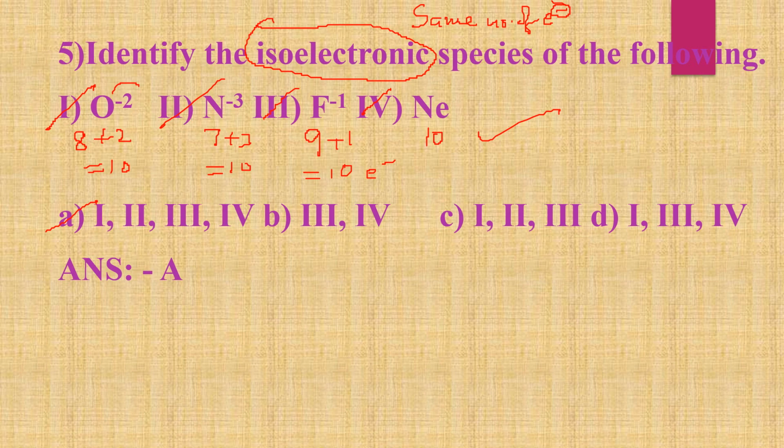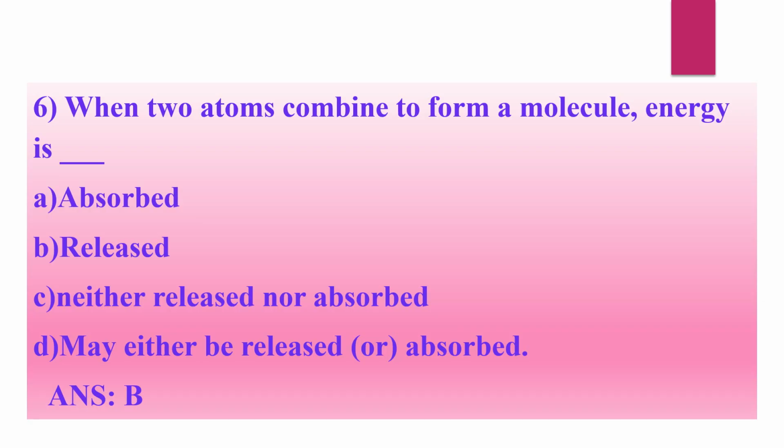Then our last question. When two atoms combine to form molecules, A plus B, at this time you will get AB. At this time energy is released or absorbed? Exactly right answer, that is released. So when two or more atoms are combined to form a molecule, at that time a certain amount of energy will be released. So this is the right answer. B is the right answer.